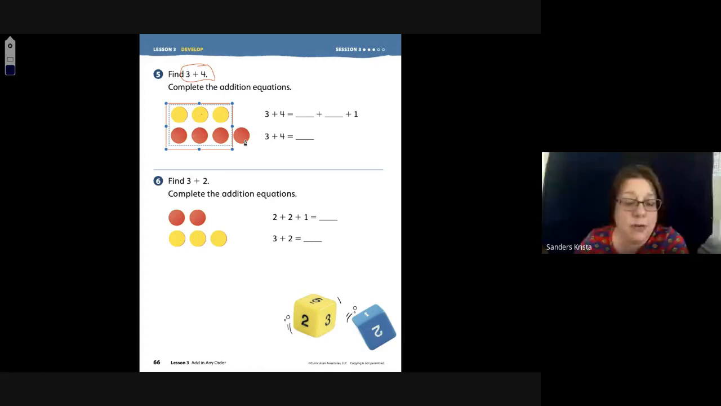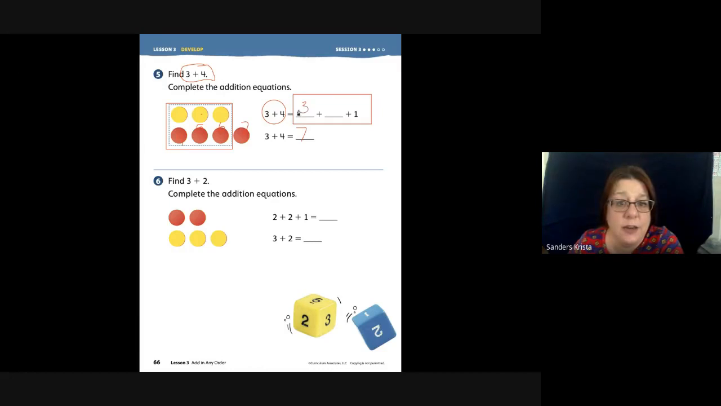Okay. So 3 plus 3 and 1 more. Okay. So 3 plus 4 we know is 3, 4, 5, 6, 7. We still have a total of 7, right? 3 plus 4 equals 7. But 3 plus 4, which equals 7 right here, it's the same as looking at our double, right? We have 3 plus 3 plus 1 more. Okay, so those are equal to each other.